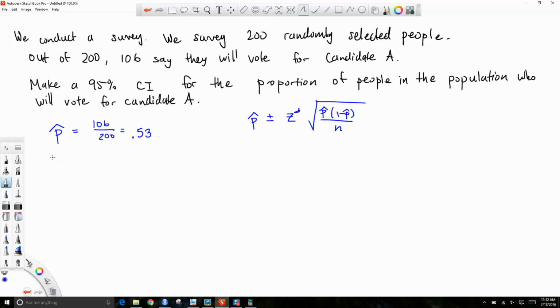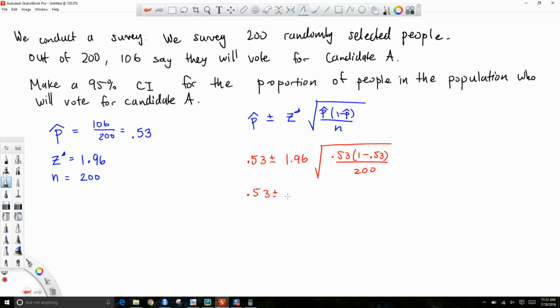What is the z star we're going to use? 1.96. Why is it 1.96? Because it's a 95% confidence interval. Okay, and what's our n? 200. So here it's just a matter of plugging in our values. Okay, so we have 0.53 plus or minus 1.96 times the square root of 0.53 times 1 minus 0.53 divided by 200.